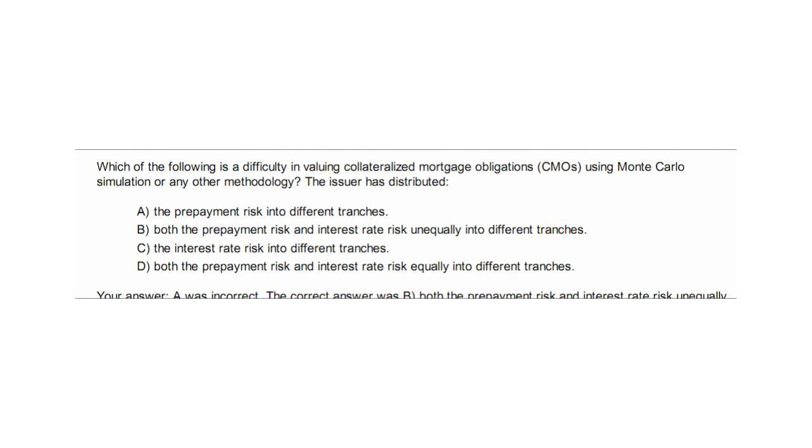The next question: which of the following is difficult in valuing a collateralized mortgage obligation using Monte Carlo simulation or any other methodology? The issuer has distributed both the prepayment risk and the interest rate risk unequally into different tranches. So the prepayment risk and interest rate risk are different on all the different tranches. Some tranches are more sensitive to prepayment risk and interest rate than the collateral, while others are much less sensitive.